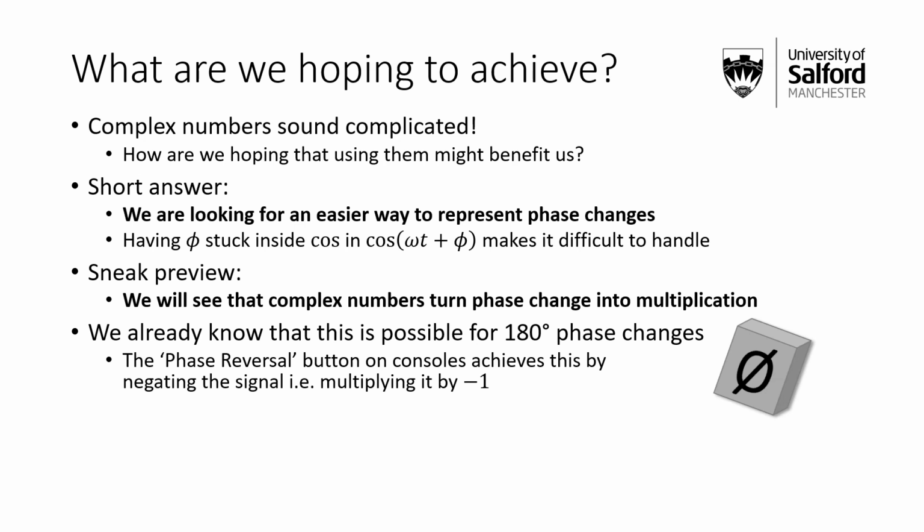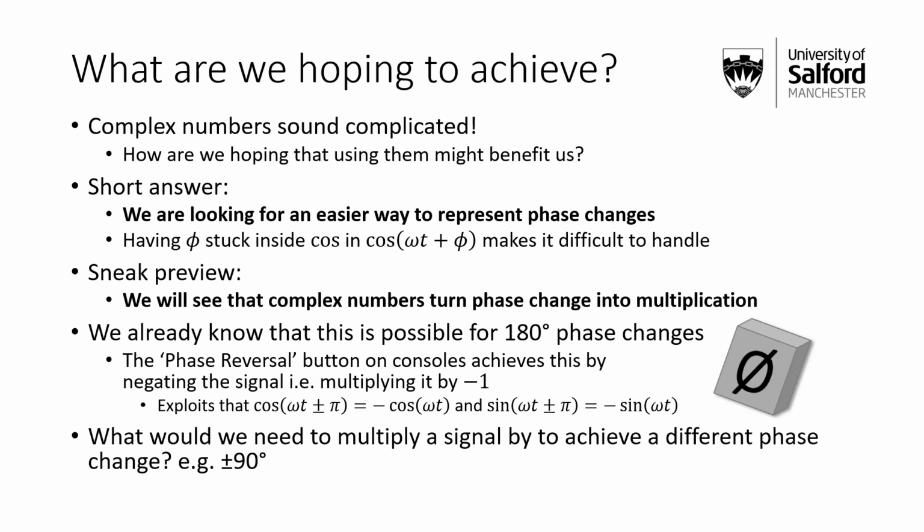If you think of the phase reversal button on consoles, this achieves this by negating the signal, i.e. multiplying it by -1. And that exploits the fact that for cos omega t or sin omega t, if you add or subtract pi, what you get is the negated version of the signal. You get minus sine or minus cos appropriately. So that works, and that works for any frequency.